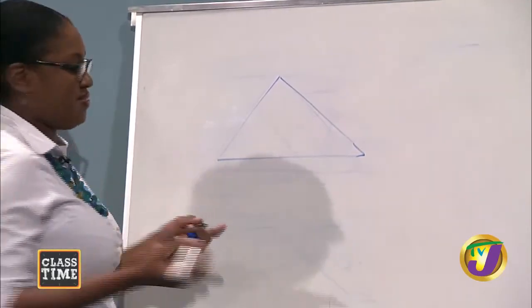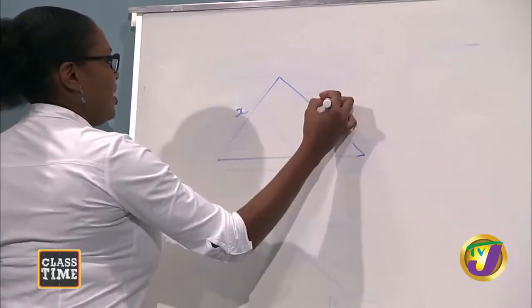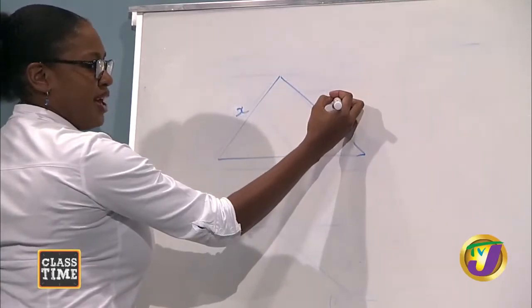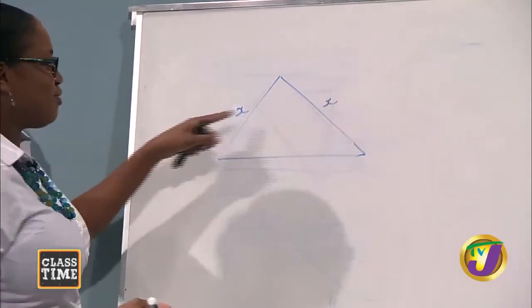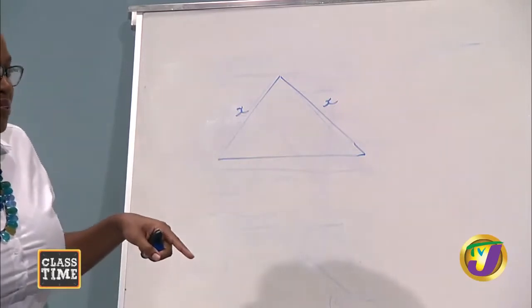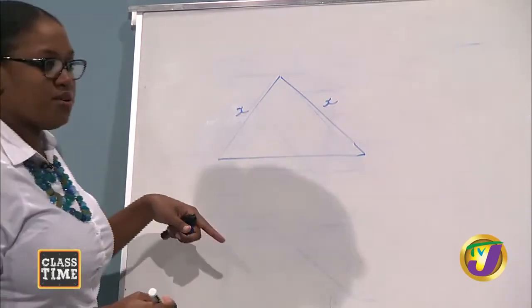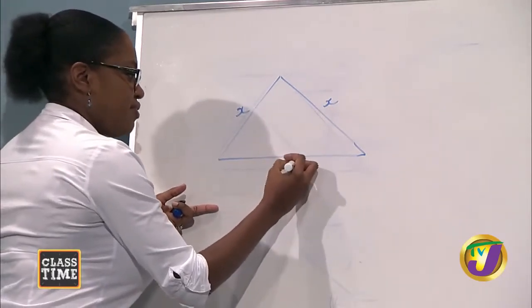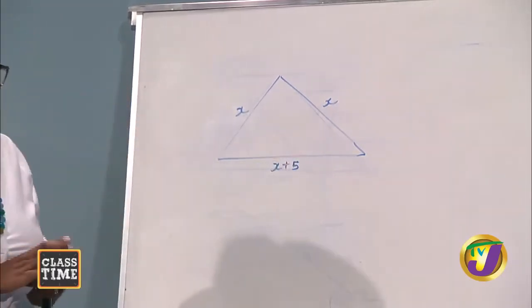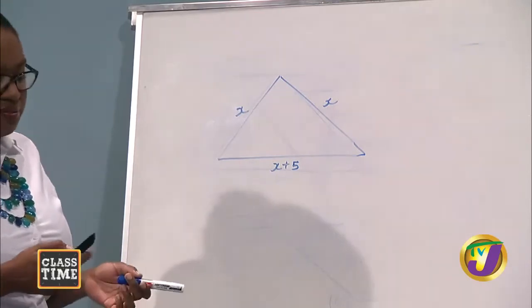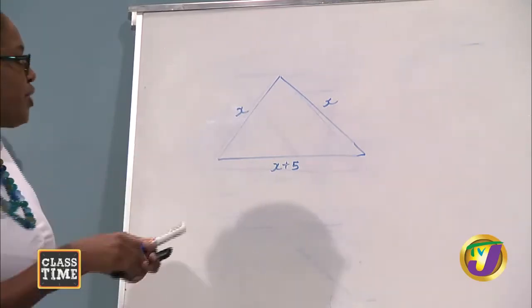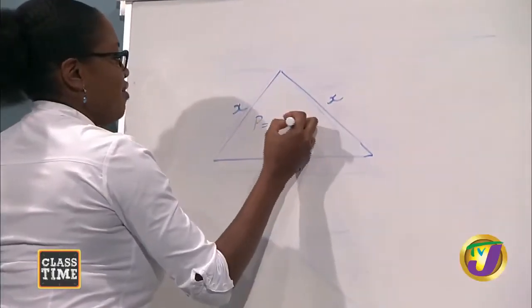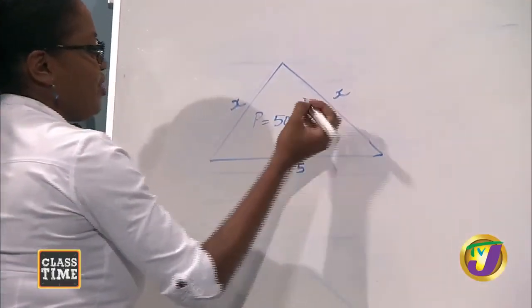I'm going to use x for these two sides. This triangle will be what? Two sides are equal, so it's isosceles. And the third side is 5 more than the equal side, so it's x plus 5. What is the length of the third side? We also know the perimeter: 50 units.